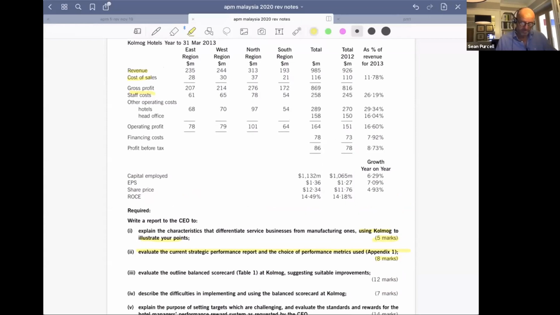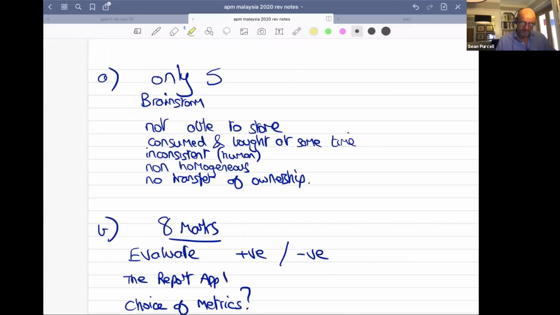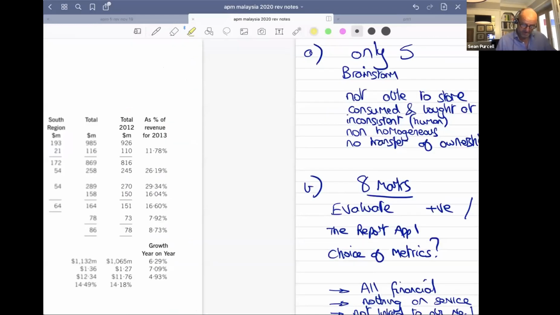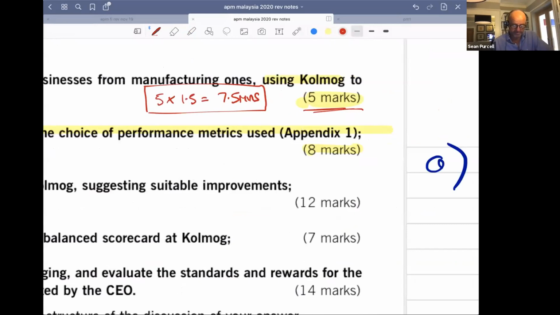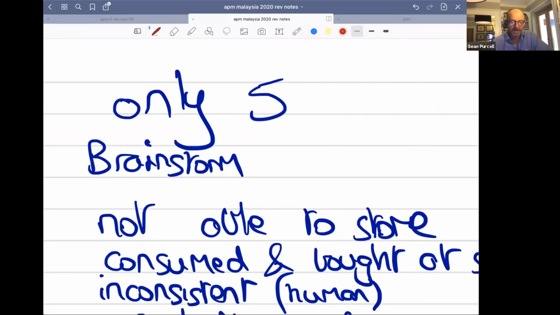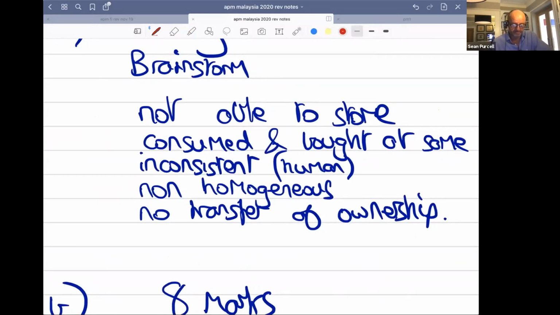So what am I going to do? Well, the first thing, just to go back, this first one only asks us to talk about 5 marks max. So to get 100%, we need to give 5 points. We need to do 5 times 1.5, which is 7.5 minutes in total. Okay, so that's the first one. So what am I going to do? As I said to you before, I'm going to do a brainstorm.